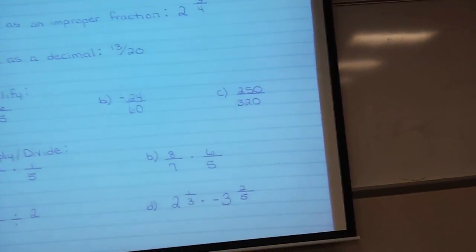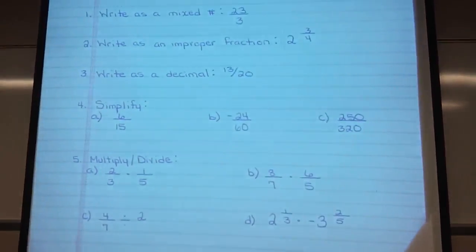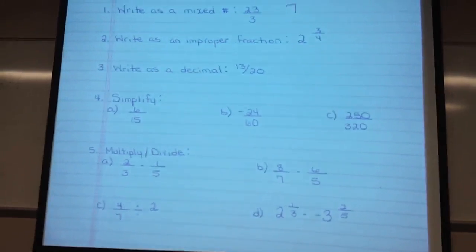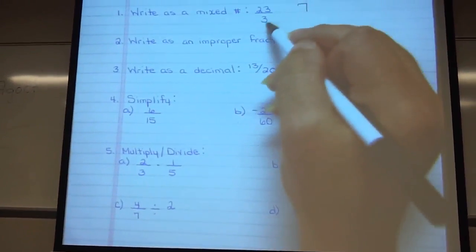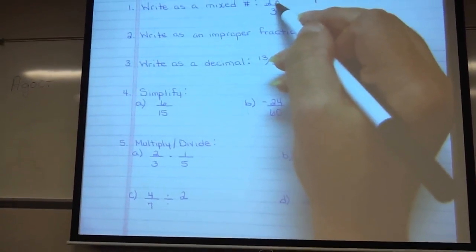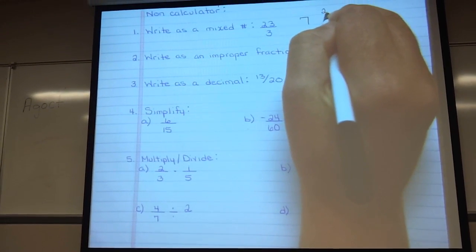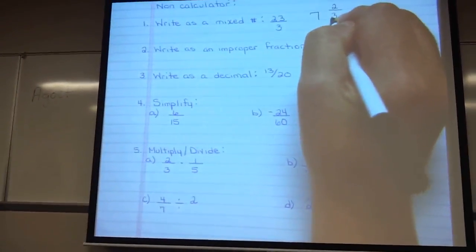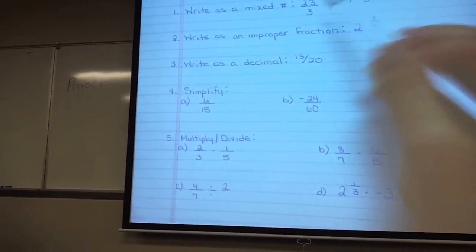I'm sorry, I just wanted to do this problem again. Remember, you're saying to yourself, 3 goes into 23, how many times? Well, 7. That's going to be your whole number. Now, 3 times 7 gave you what? 21. So 23 minus 21 is 2. That's the difference. And you keep it over the 3. And if you check it, 7 times 3 is 21, plus 2 is the 23.